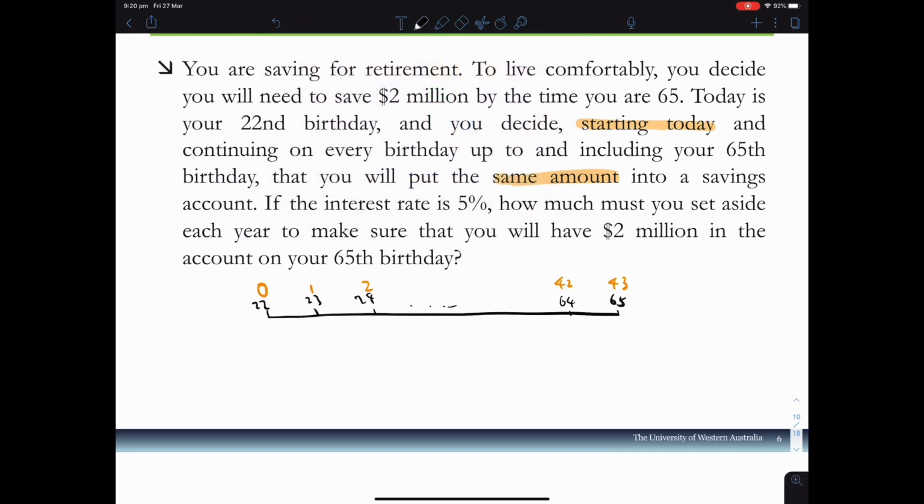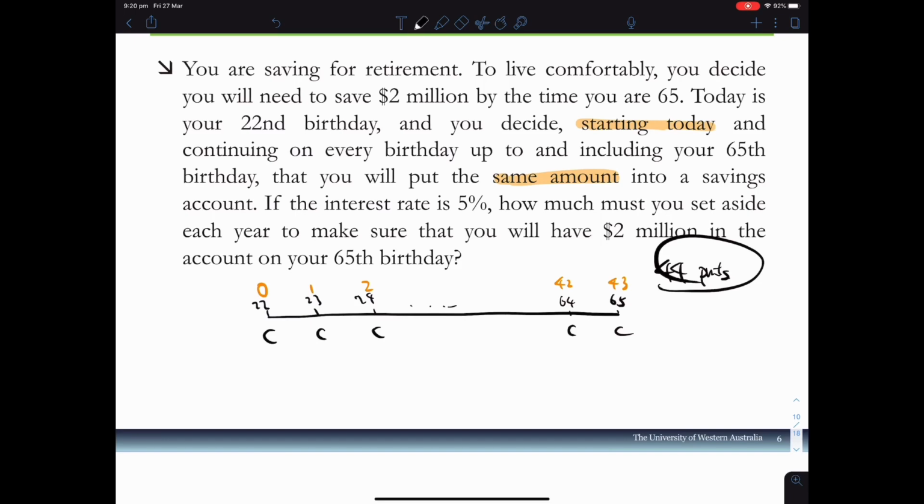So you're going to make a savings today. Which means when you turn 22, like today, time 0, that's a payment there, a payment there, payment there, and all the way, including when you turn 65. So payment there and payment there. So how many payments are there in total? 44 payments, right? Why? Because we have 43 here plus the payment today, 44 payments.